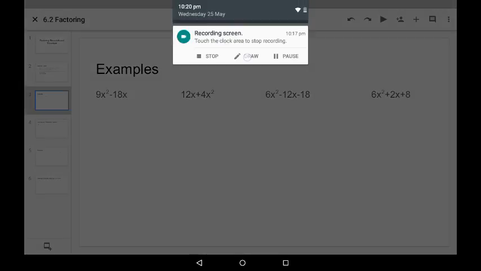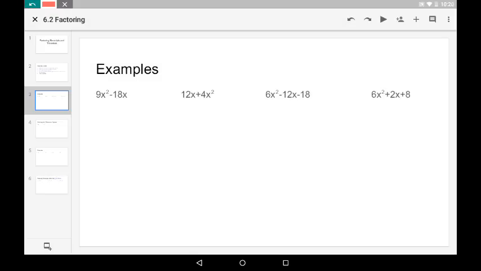Alright, let's look at the second example. I have 12x plus 4x squared. So what can I take out of both of those numbers? Well, the factors of 12 are 1, 2, 3, 4, 6, and 12. The factors of 4 are 1, 2, and 4. So the greatest common factor there is 4.